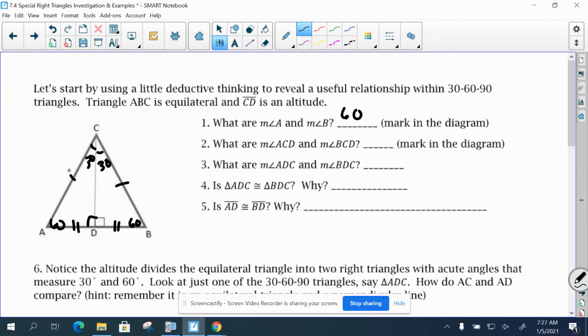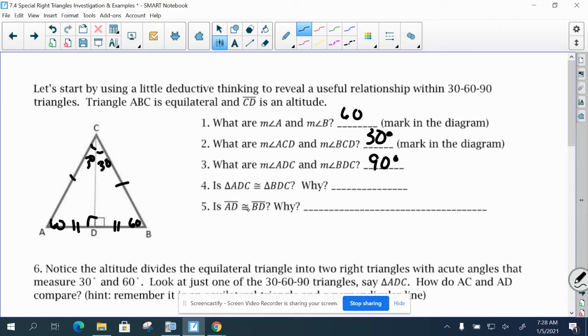What are the measures of angle ACD? Those are 30, and then ADC is 90. And then yes, they are congruent because of, what could you say here? Angle, side. Okay, there's lots of different ones. You could use angle, side.